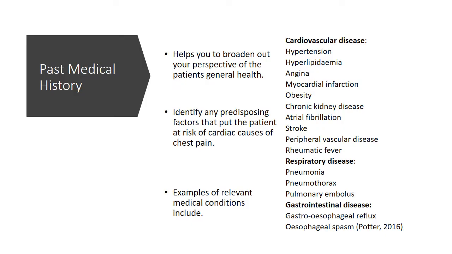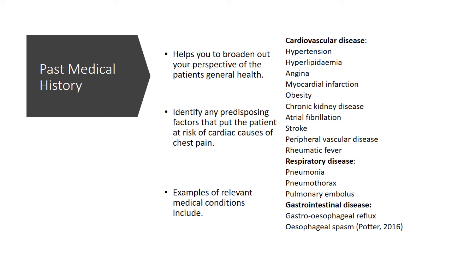Inquiring about our past medical history helps us to broaden out our perspective of the patient's general health. Do they have multiple comorbidities? Do they have pre-existing cardiovascular disease such as hypertension, or have they already been diagnosed with angina? Do they have hyperlipidemia? This is an opportunity for us to identify predisposing factors that are going to put them at increased risk of a cardiac cause for their chest pain. But there are other non-cardiac causes that we can ask about as well.